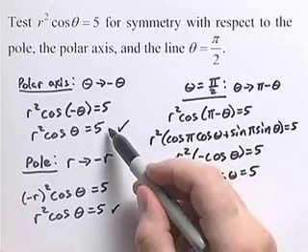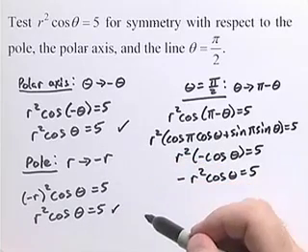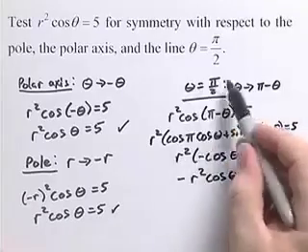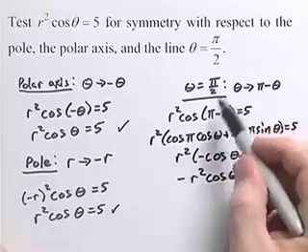Note that because we found symmetry around the polar axis and the pole, it actually can be shown that we must have symmetry around the line theta equals pi over 2 as well. So in this case, we will have all three symmetries.